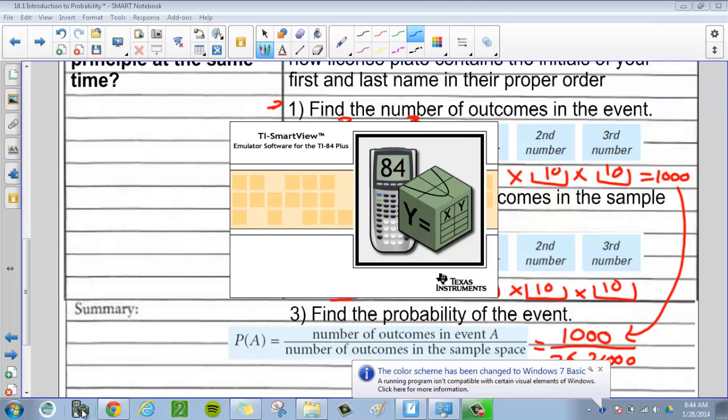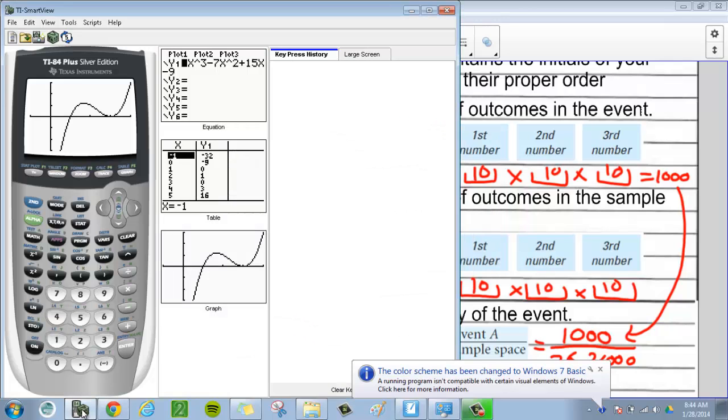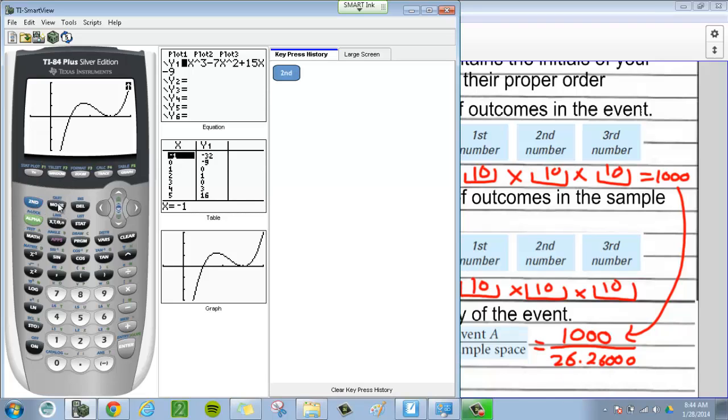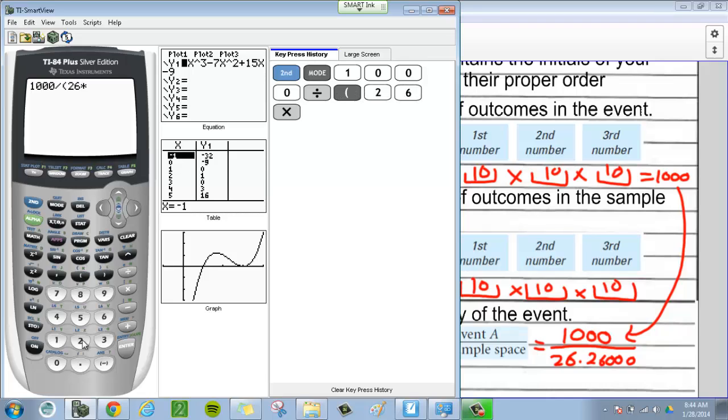Sorry, I didn't have this open right away for you guys. So we have to figure out what 1,000 divided by, in parentheses, 26 times 26,000 is. Equals 0.001479. Let's just say that's what it is.